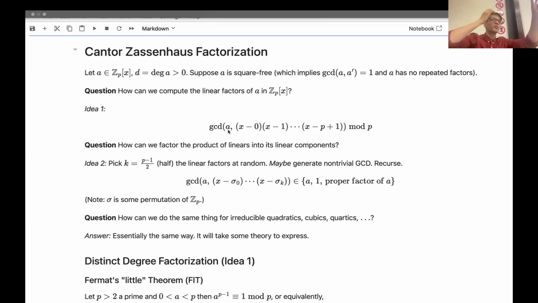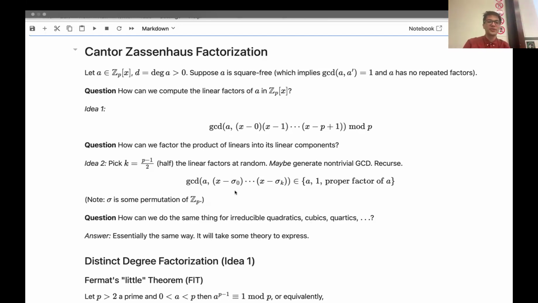So then what do I do with those product of linear factors that I've pulled out? I need to further reduce it. Remember, we have f, it's not factored. I've taken its GCD against all linear factors. And now what I'm holding is all of the linear factors of f, but they're multiplied together. How then do I decompose that?